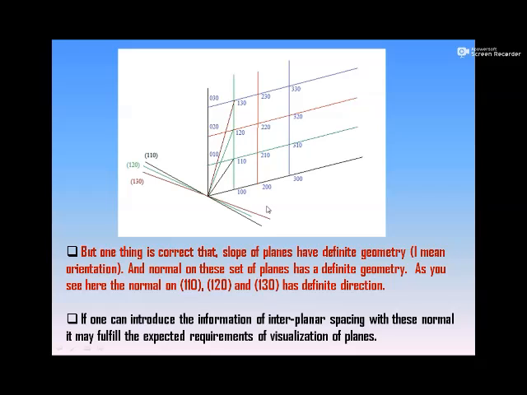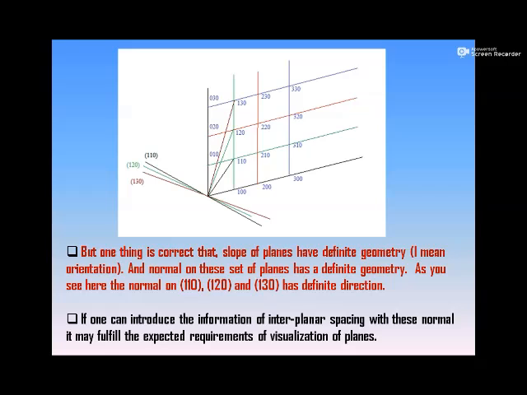brown line. Now you can see here, if any particular radiation is going to be incident on a crystal, one can choose any of these planes for the calculation or for getting the geometry of that crystal. But one thing is correct, that if you particularly choose a set of planes, that means either it is 1 1 0 or it is 1 2 0, then those planes have got a definite geometry.